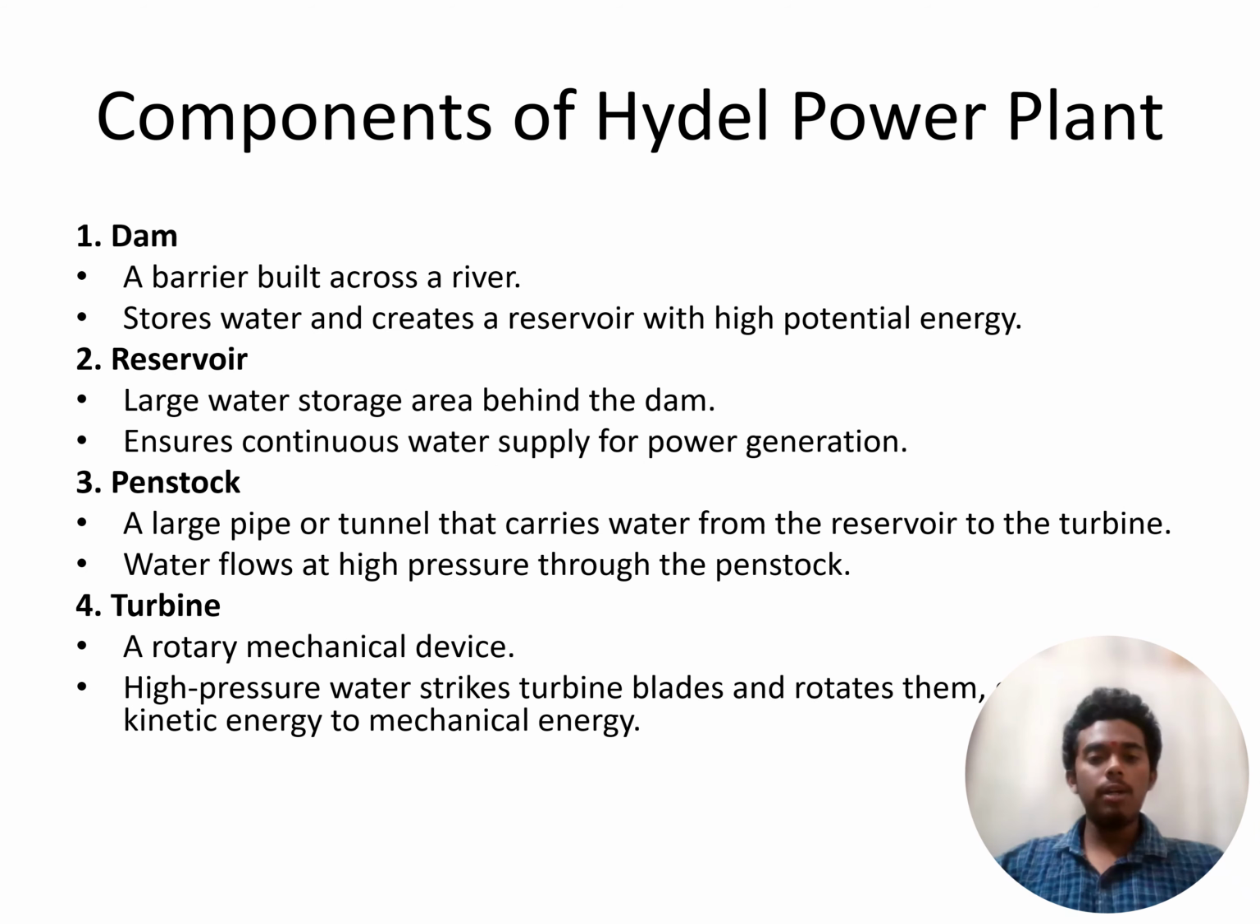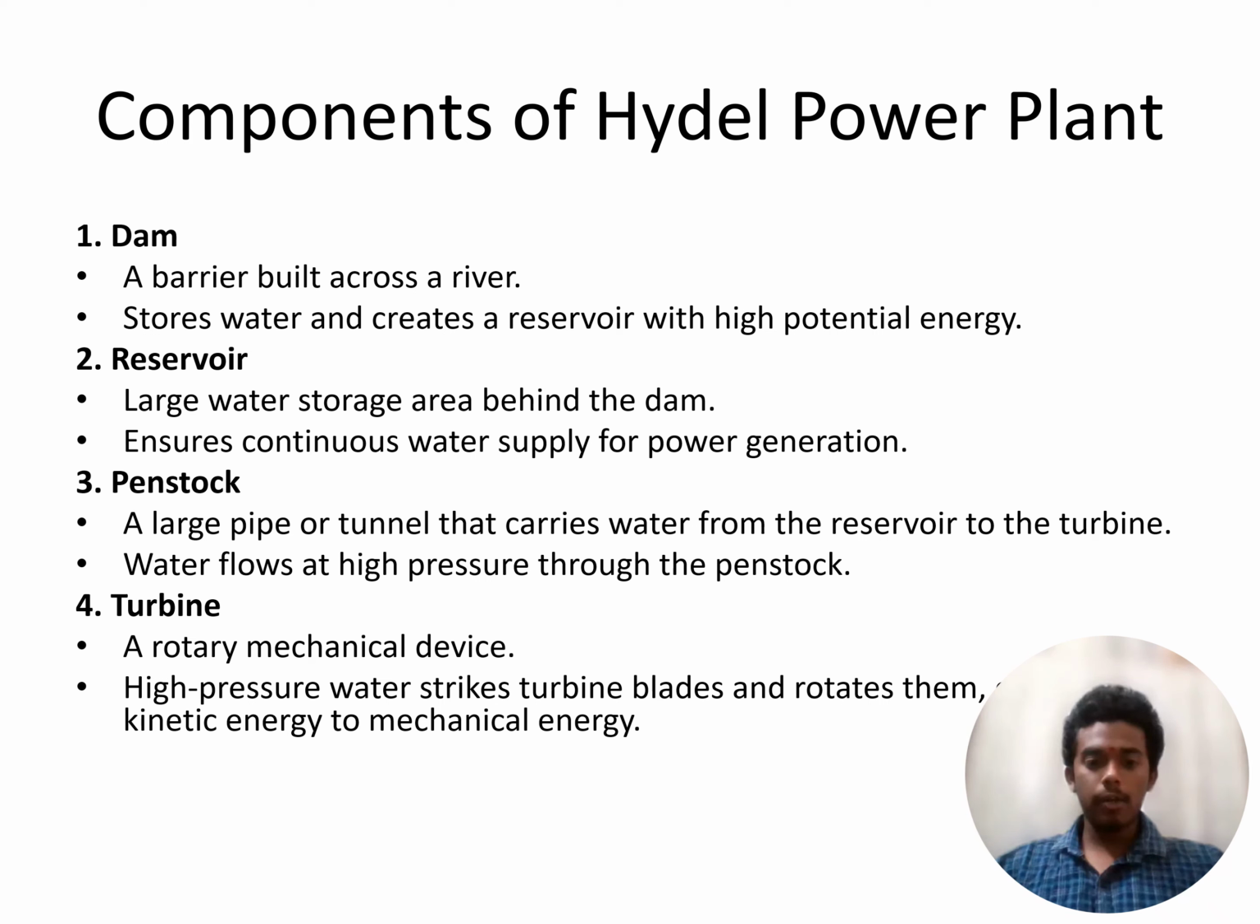And next, the components of a hydel power plant. Dam: a barrier built across a river, stores water and creates a reservoir with high potential energy. Reservoir: a large water storage area behind the dam, ensures continuous water supply for power generation. And penstock: a large pipe or tunnel that carries water from the reservoir to the turbine. Water flows at high pressure through the penstock.